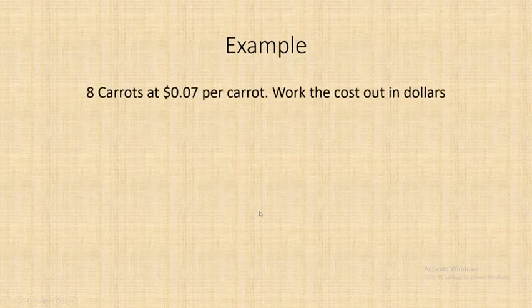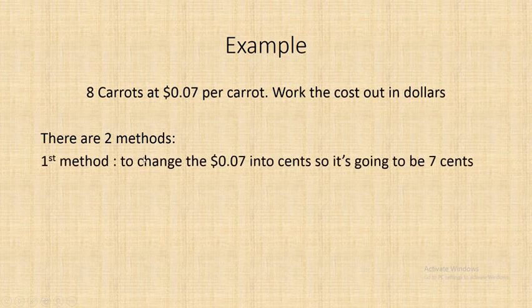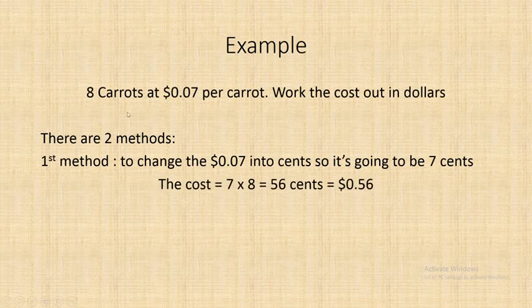Okay, so let's have an example, a word problem here. 8 carats at $0.07 per carat. Work out the cost in dollars. So it's very easy. We have two methods here, guys. The first method here is to change the dollars into cents by multiplying by 100, because you know that $1 equals 100 cents. So I will multiply that by 100, so it's going to be 7 cents. And then multiply that by 8 carats, so I will have 56 cents, and then get back again to dollars, convert it into dollars.